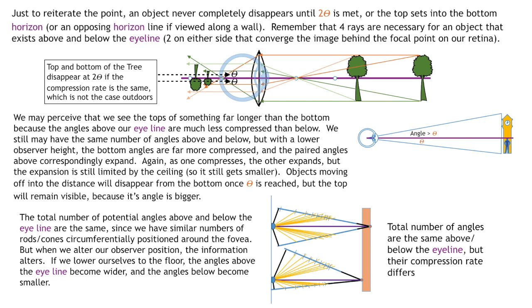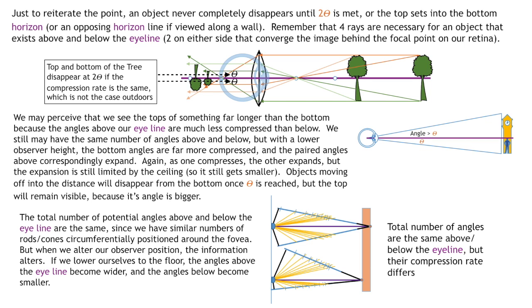Objects moving off into the distance will disappear from the bottom once theta is reached, but the top will remain visible, just like we've talked about, because its angle is bigger. As it then moves off into the distance, it will continue to set into that lower horizon line either until its theta angle is met, or it just completely disappears, one or the other. The total number of potential angles above and below the eye line are the same, since we have a similar number of rods and cones circumferentially positioned around the fovea.